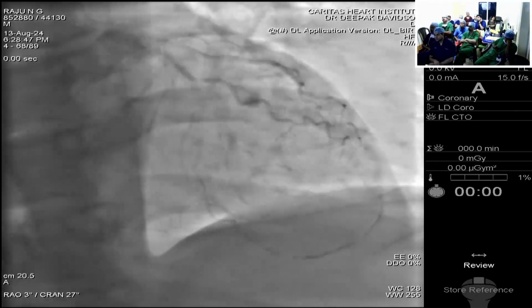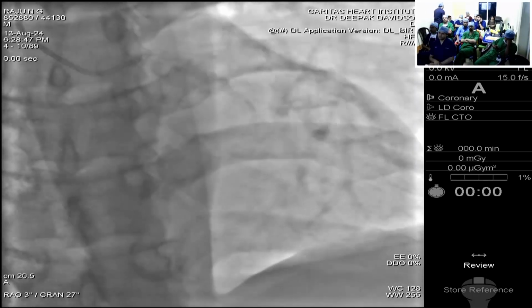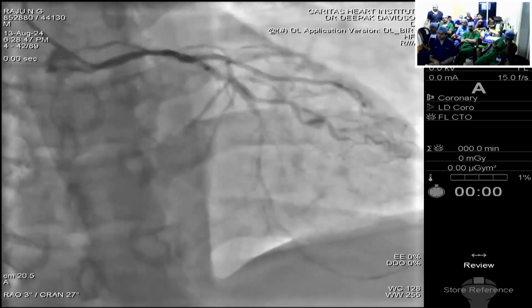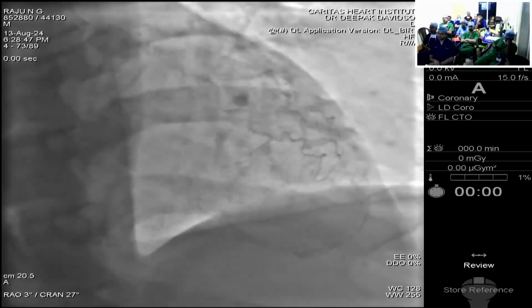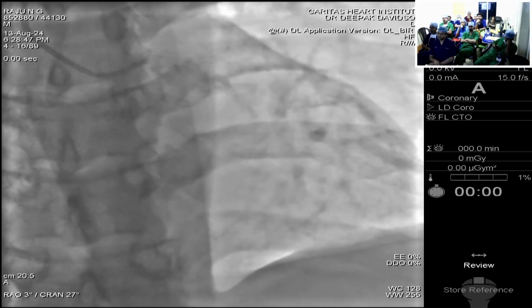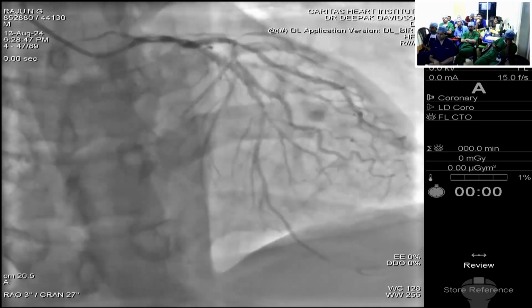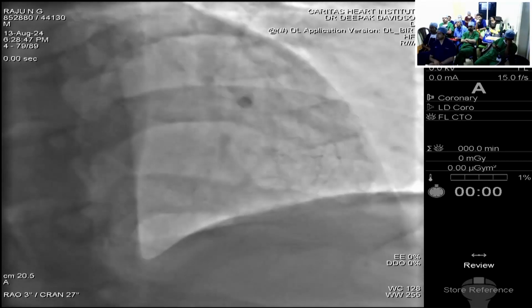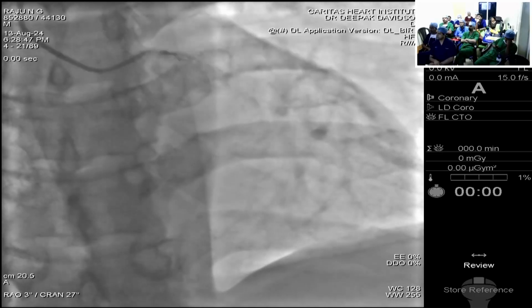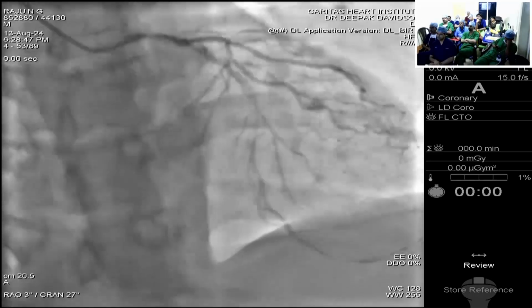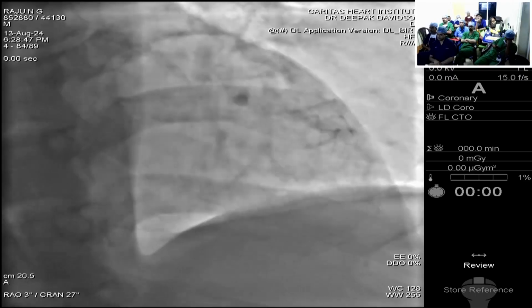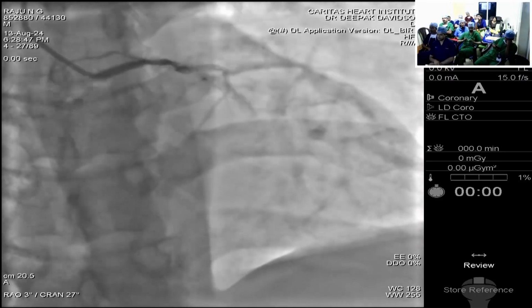The vessel size is too small. It's hardly 2.5 max. It looks maximum 2.5 size. So again, distal disease. The patient itself is not a good patient. He's got peripheral arterial disease, significant peripheral arterial disease. So whether we should, yes.